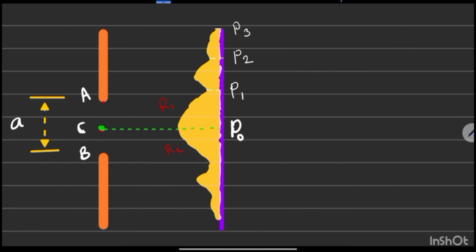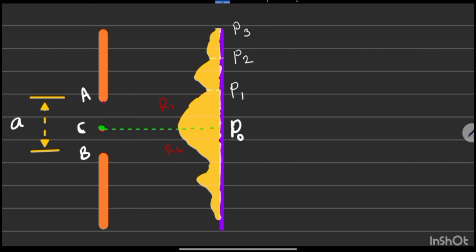To establish a condition for minimum, I am going to divide this slit region into two zones of equal width. The top zone is denoted as R1 and the bottom zone is denoted as R2, region 2. Here the point P0 is the point of central maximum, and P1 is the first order minimum, P2 is the second order minimum, P3 is the third order minimum. So the zone R1 has the width of a by 2, R2 has the width of a by 2.